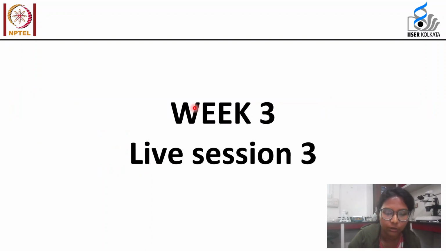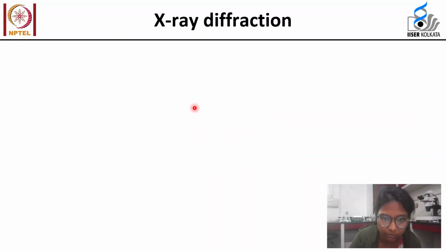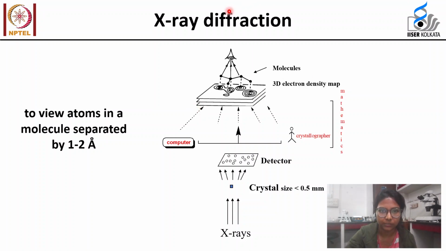Now we welcome you to the third week and the third live session of this course titled chemical crystallography. Till now we have learned about the absolute basics, what X-ray diffraction is, and why we study it. We perform the X-ray diffraction experiment on crystals, primarily single crystals which have very small sizes. We shine X-rays upon them, and there is the phenomenon of diffraction. The diffracted intensities are collected on the detector, and with the help of a computer and a lot of mathematics, the crystallographer solves this using software to get the 3D electron density map, to understand the positions and locations of the atoms, and thereby construct the molecule.